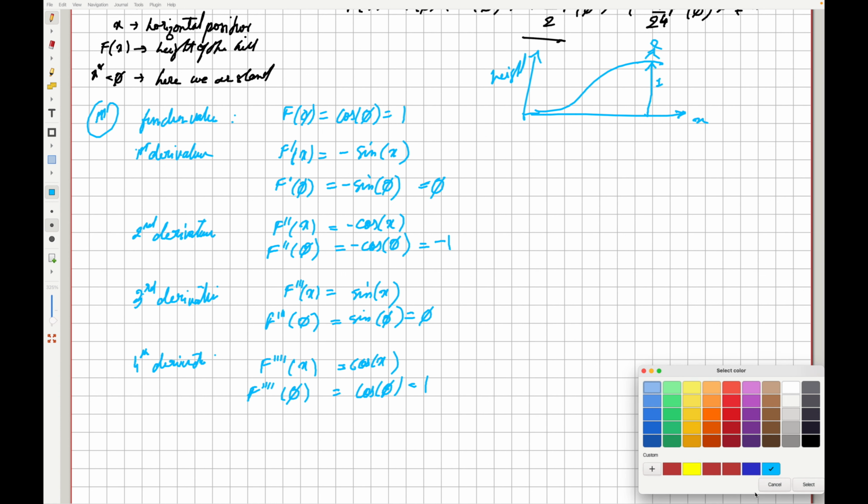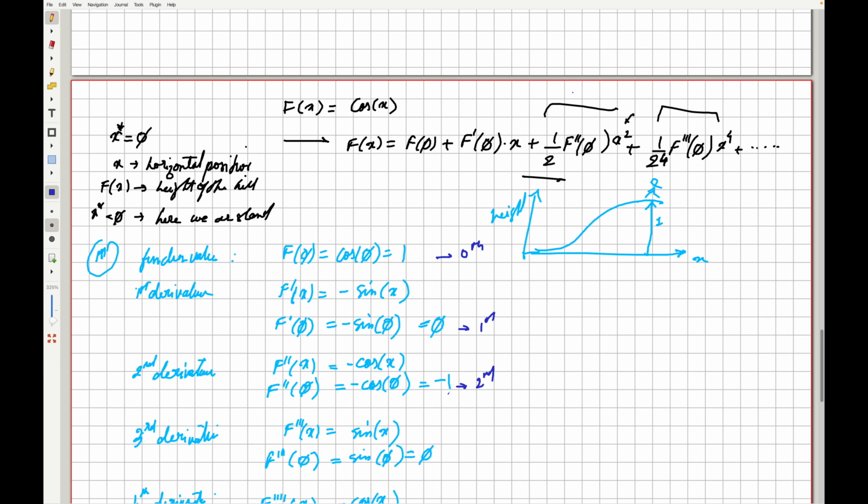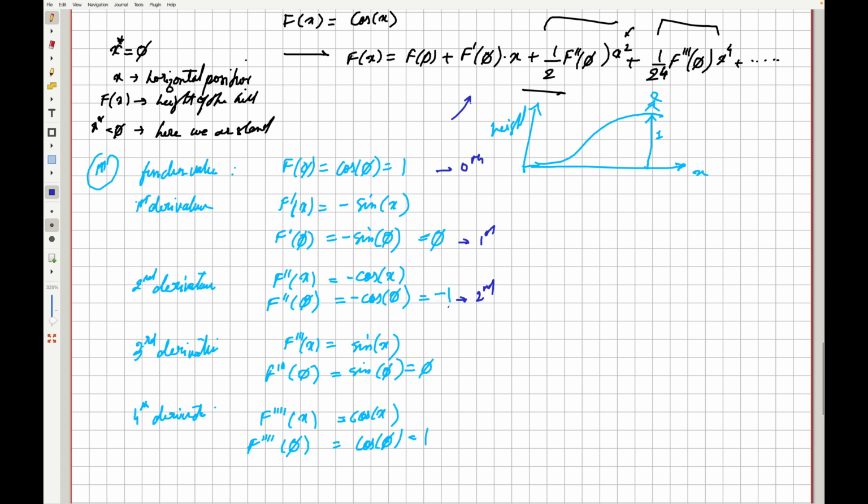So let's use a different ink. So the zero term is 1. This is the 0th term, then this is the first term, this is the second term, and what I mean by first term, second term is where we would multiply. So if we plug this back in here above, this is how we would write that.